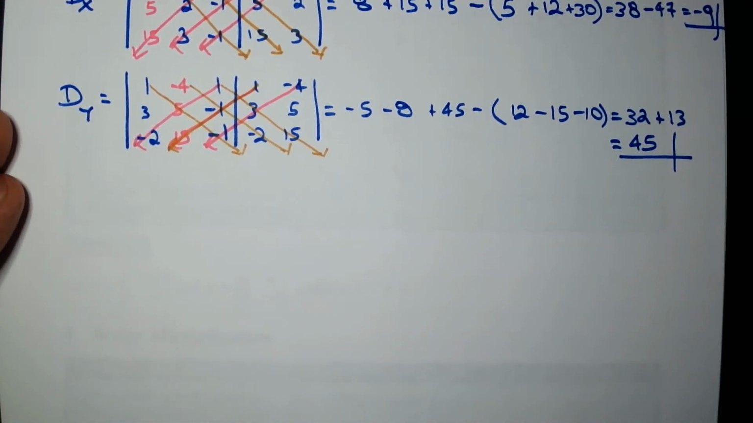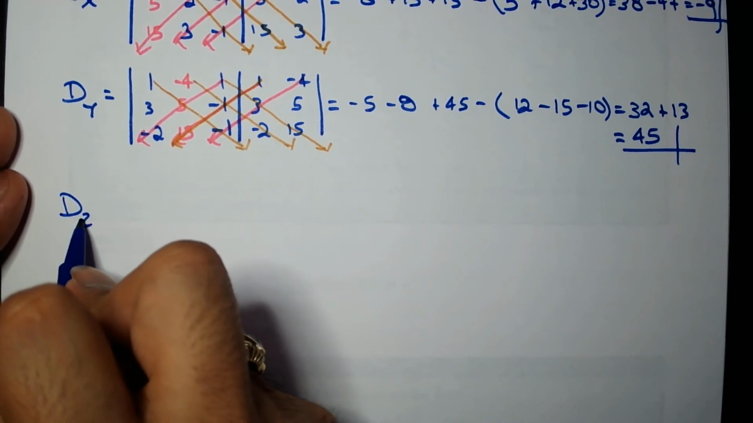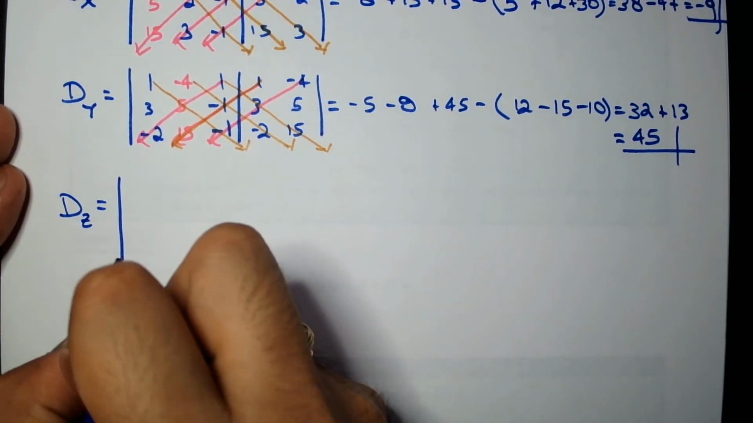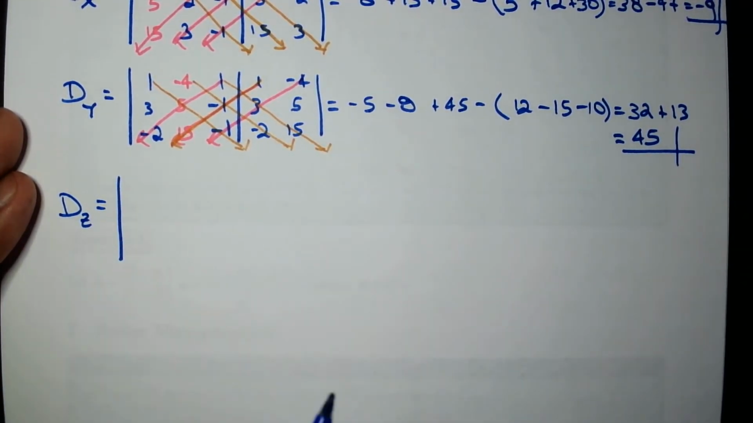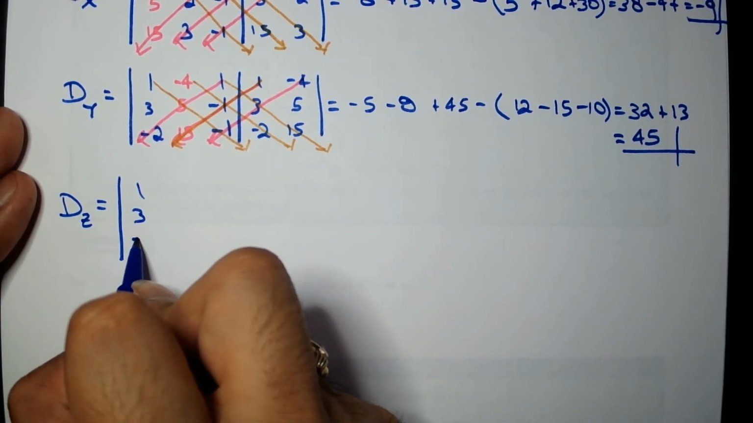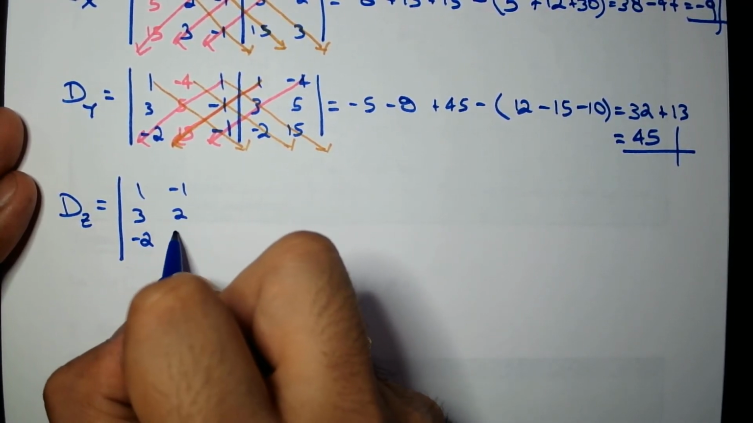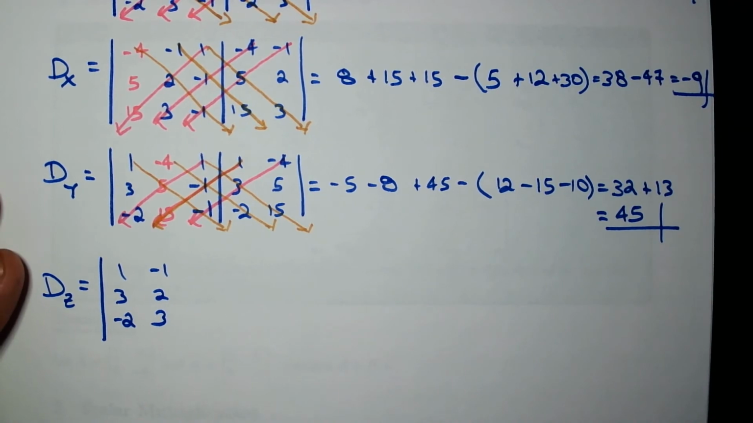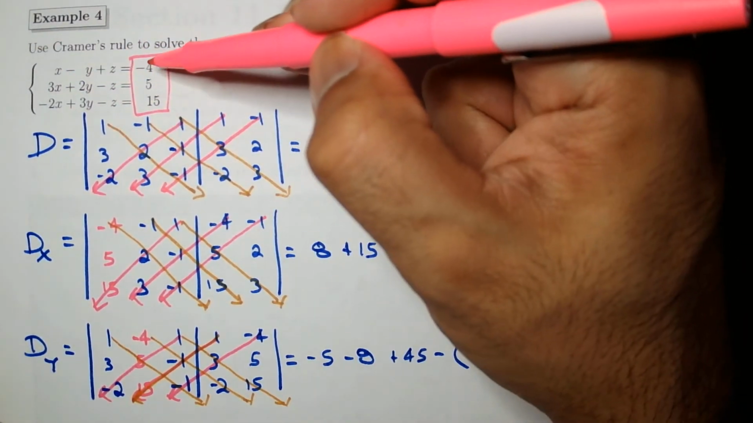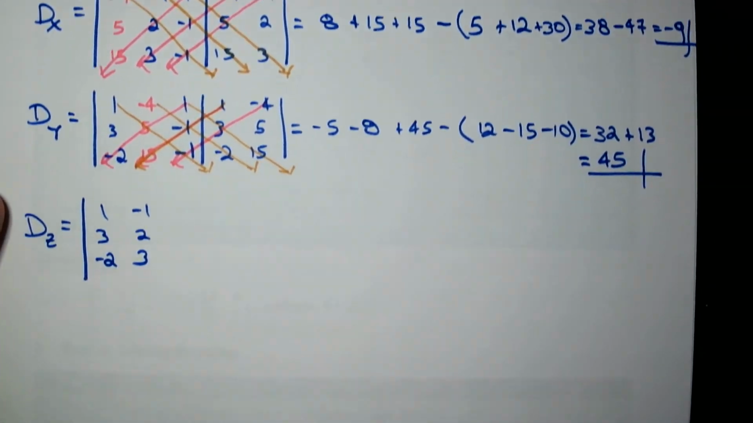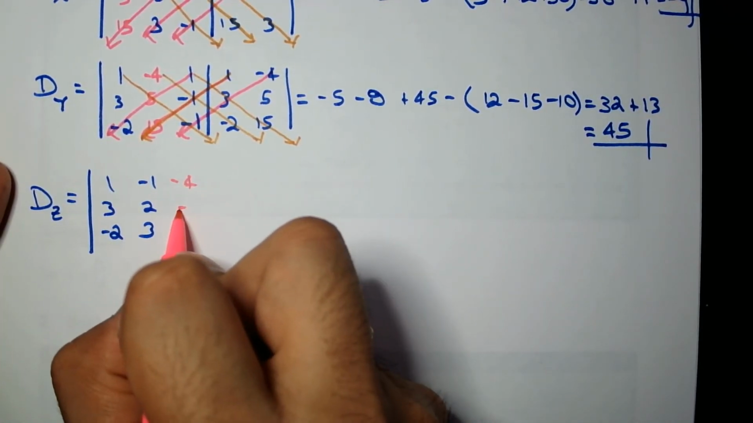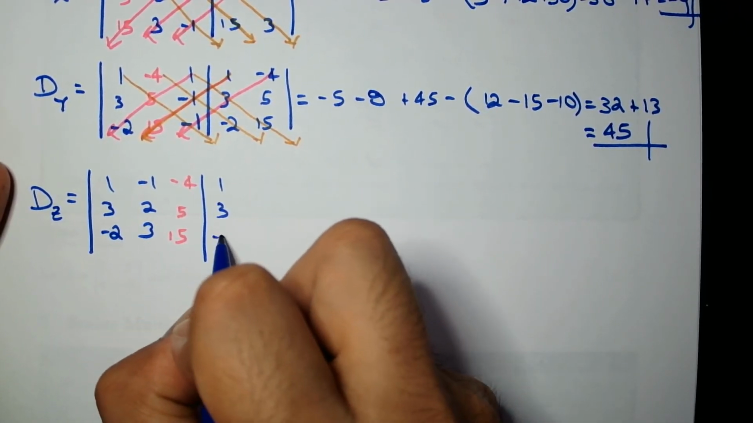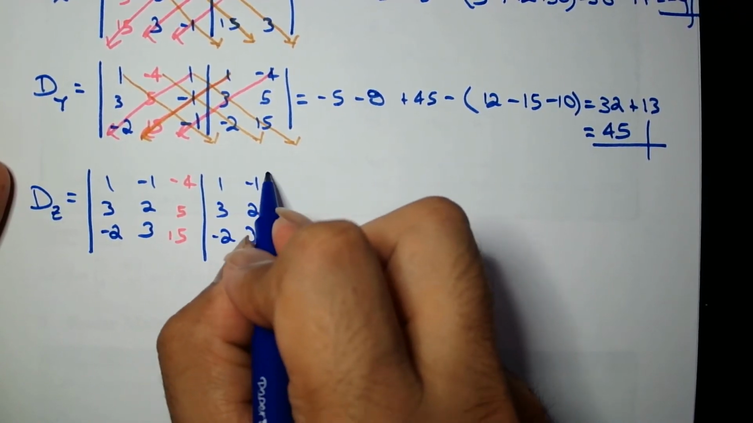Let's do the fourth one, d sub z. Keep the first two columns, which are 1, 3, negative 2, negative 1, 2, 3. But in this case, because we're looking for z, it is our third column that gets replaced with the constant coefficients, negative 4, 5, and 15. So 1, 3, negative 2, negative 1, 2, and 3.